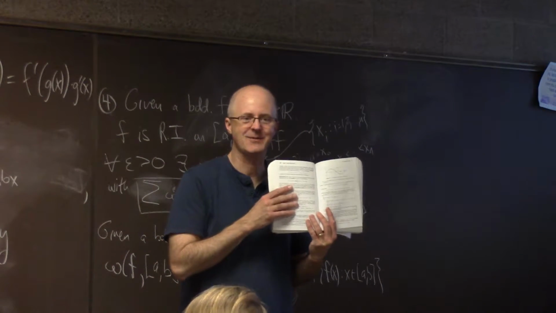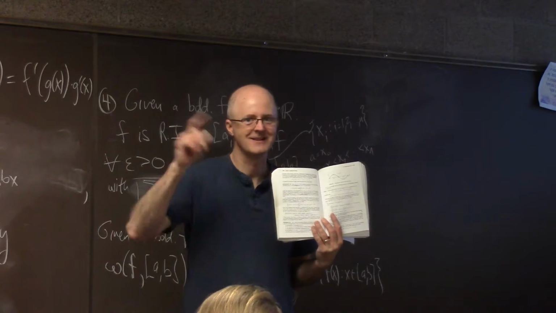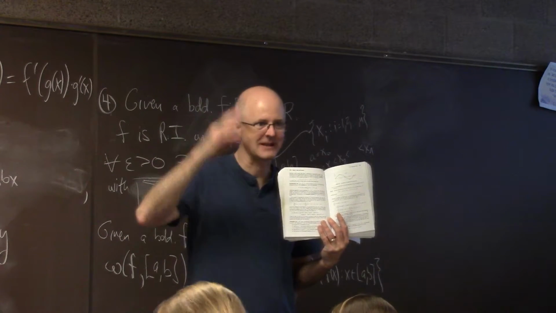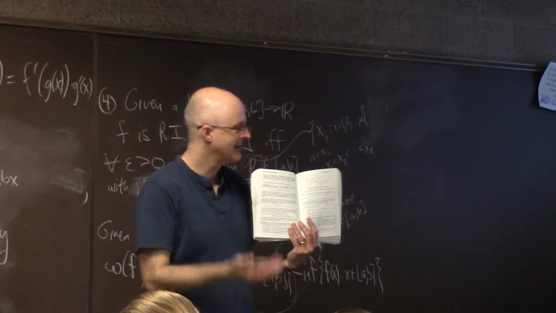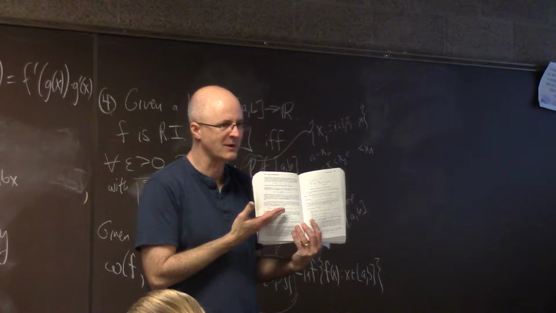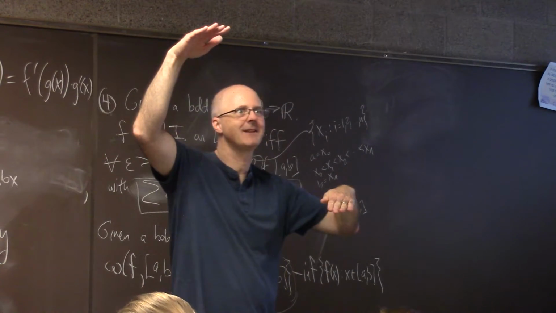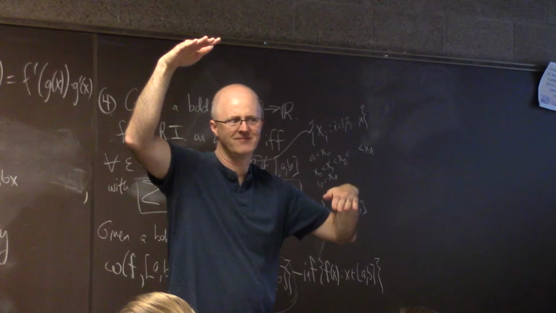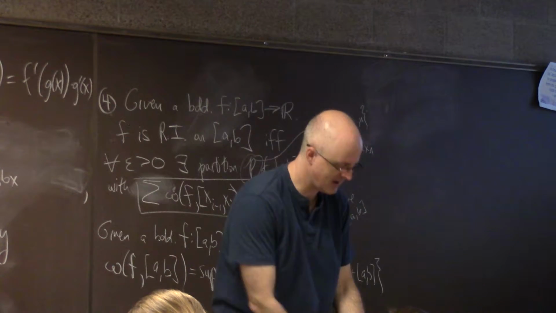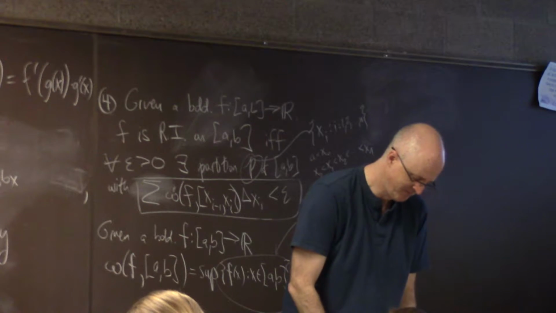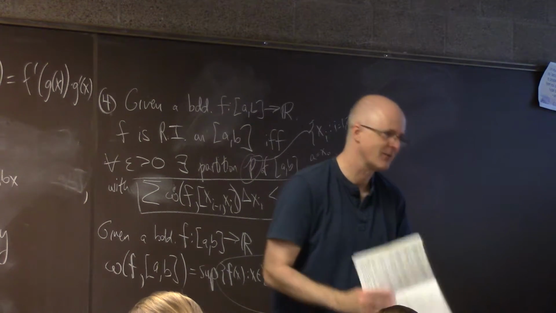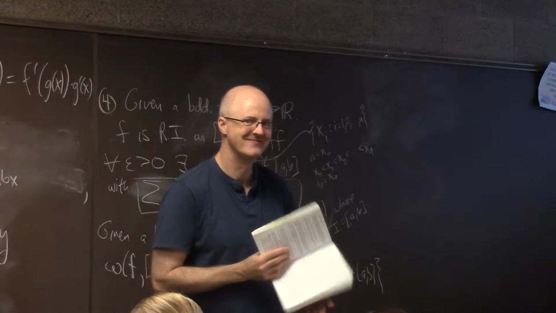I think this idea from chapter 3 should be called the oscillation, because it's related to how much goes up and down. According to the book, it's called the variation. And I think the oscillation, being the max minus the min, effectively, should be called the variation. But we don't live in that world. We go with what the book does.